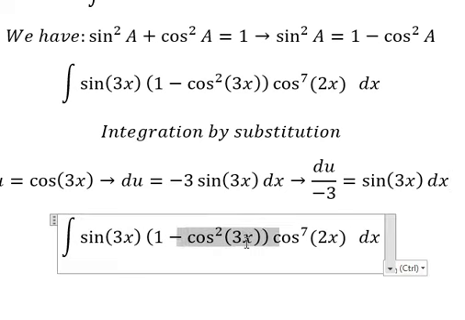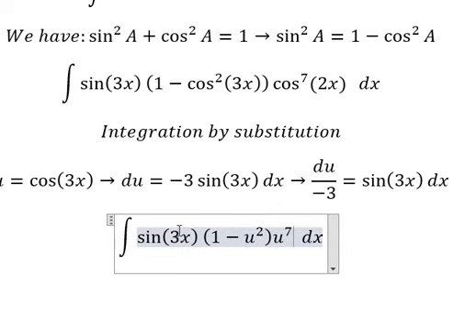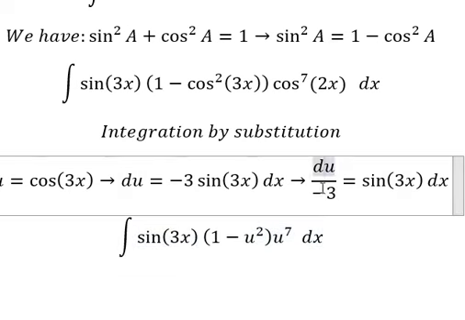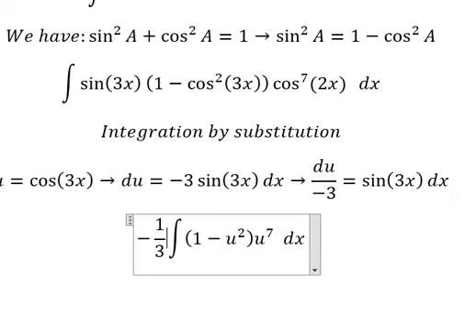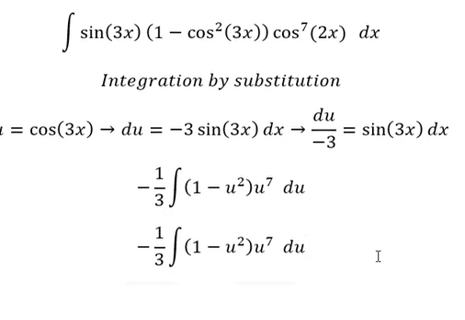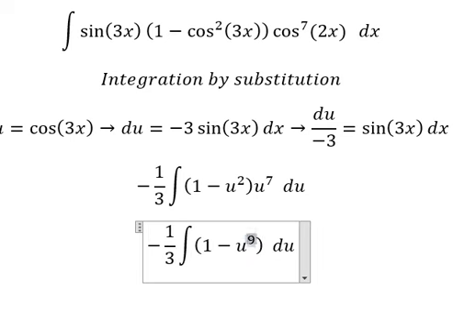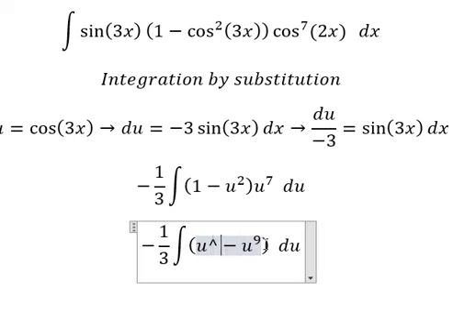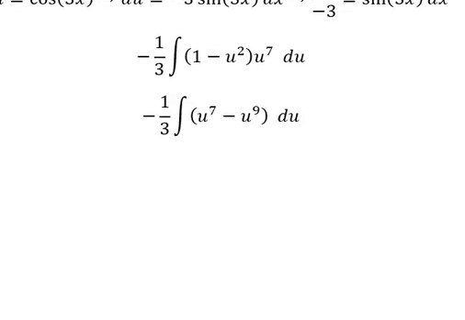This one we change for u. This one we change for u. Sine 3x dx we change for this one. So this one multiply by number 1 and u squared. And now we have the final answer.